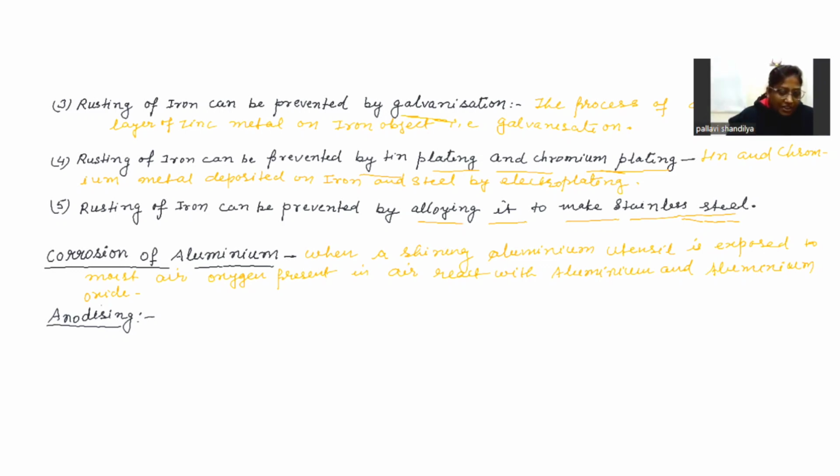Okay, so here we can write what is anodizing. So the layer of aluminium oxide on the surface of aluminium object made thicker by electrolysis.